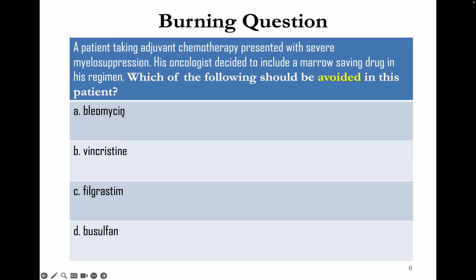So bleomycin and vincristine. Remember, these two are marrow saving drugs. Okay, very good. Filgrastim is actually a colony stimulating factor. This can increase neutrophil count in the body. So that is also okay to use in this patient, but you should avoid busulfan. Do you remember the reason? It can cause about complete or 100% myelosuppression or bone marrow suppression. So this drug should not be given to this patient.